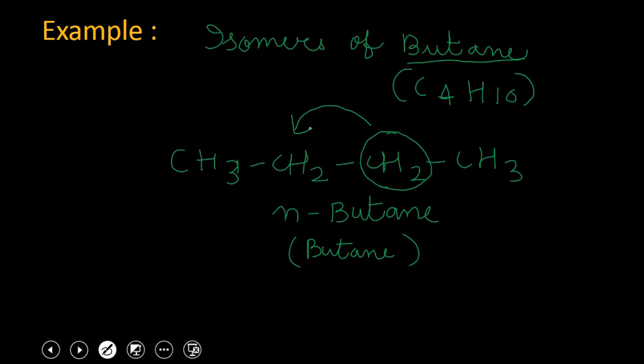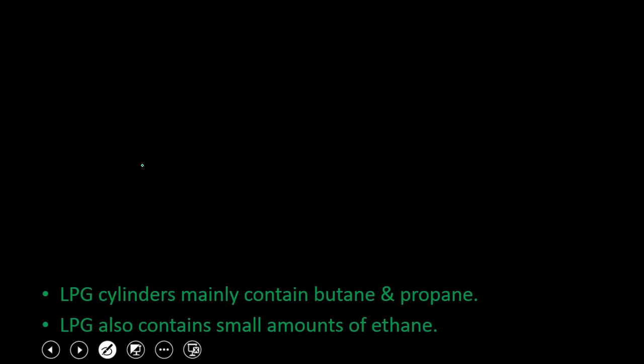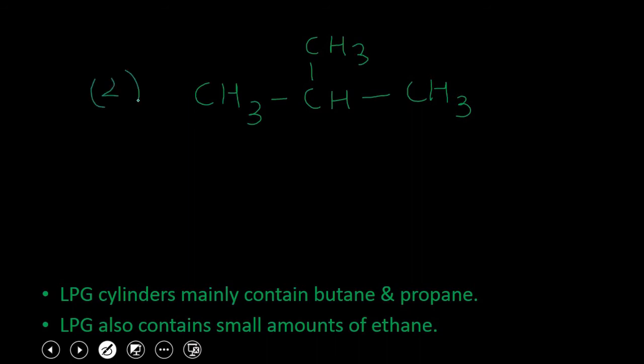So now I am going to write the second isomer. The first isomer we have written was n-butane. For the second isomer, we will take a chain of 3 carbon atoms. So CH3, then we will have CH, then CH3, and what about the CH2, which was present in the form of a straight chain in the previous isomer? That will be present here in the form of a branch. So now you can see here we got the second isomer.